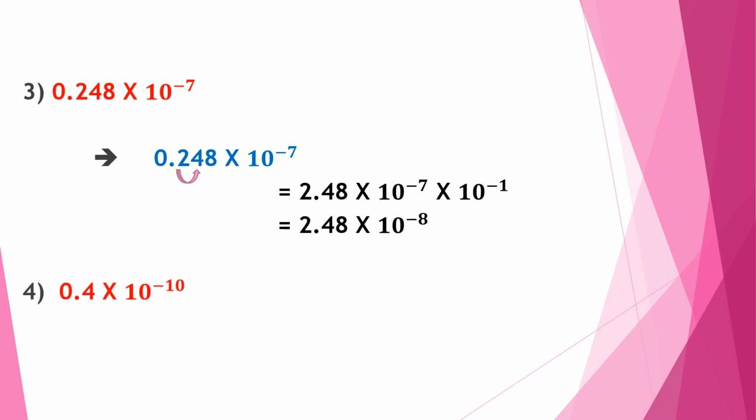Another example, 0.4 times 10 power negative 10. To put it also with the absolute value of a greater than or equal to 1 and less than 10, we move the decimal to the right one step, so we divide by 10 also. Dividing by 10 means we multiply by 10 power negative 1, so it will be 4 times 10 power negative 10 plus negative 1, which is equal to negative 11. And this is the standard form of the scientific notation for this example.